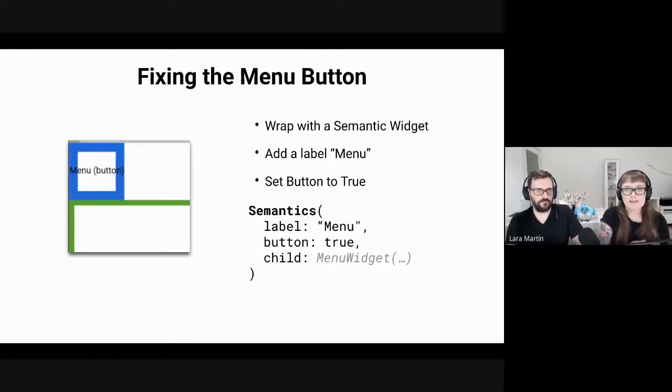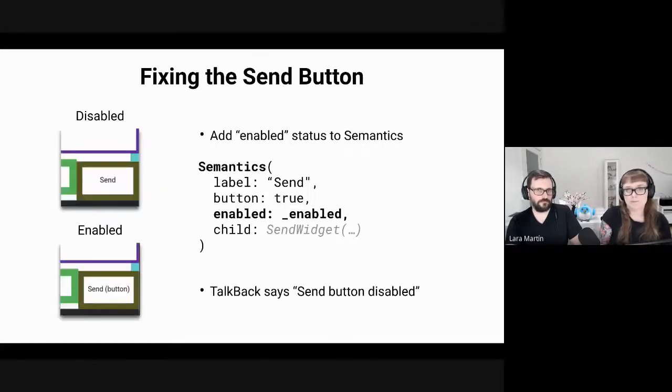For example, let's fix the menu button. Let's see how we can do this. We wrap the button with a semantics widget. This widget annotates the widget tree with a description of the meaning of the widgets. We add a label, in this case menu, because it's a menu button. And since this is a button, we set the property button to true, so we are sure that when a screen reader reads this, it will know that this is a button and not something else. Now the screen reader will read this as a menu button.